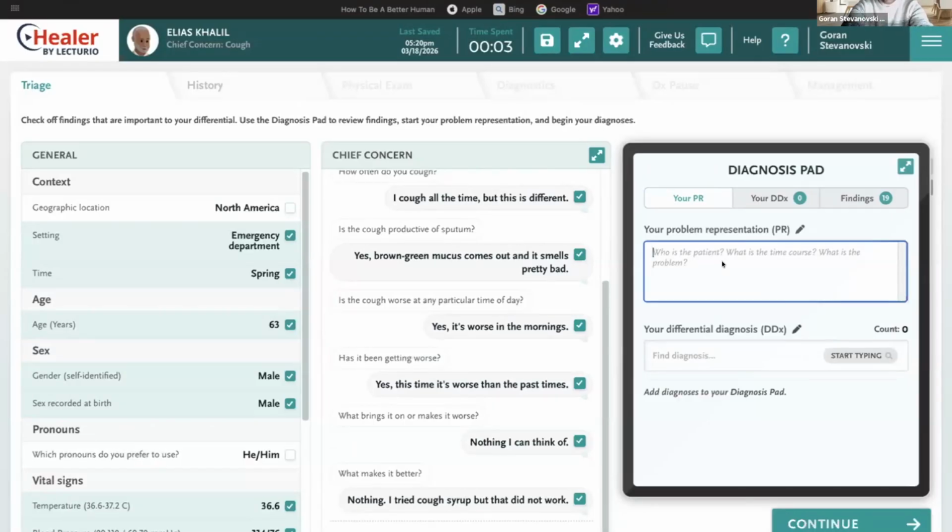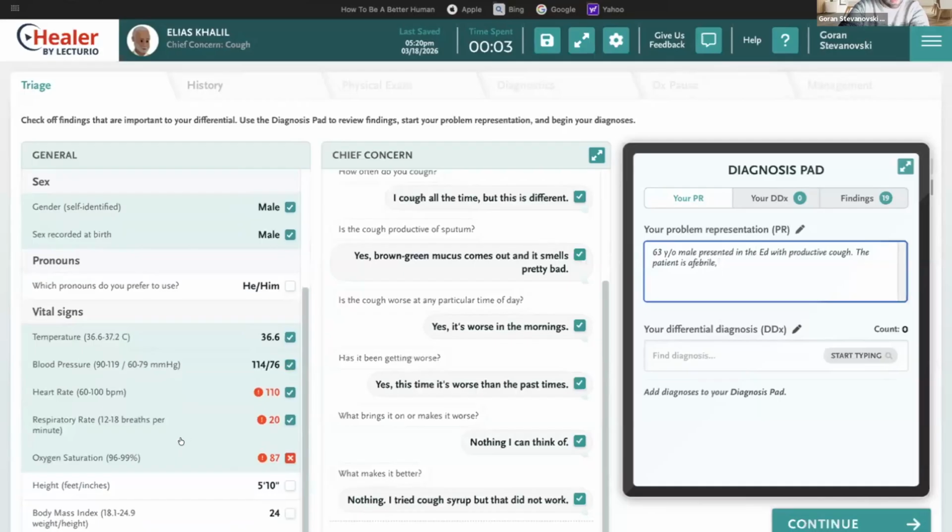Please feel free to add. We have a 63-year-old male patient presented in the ED with productive cough. And then you can be as detailed as you want. We can say the patient is afebrile, which is important, and oxygen saturation is 87. And for now, that could be enough.